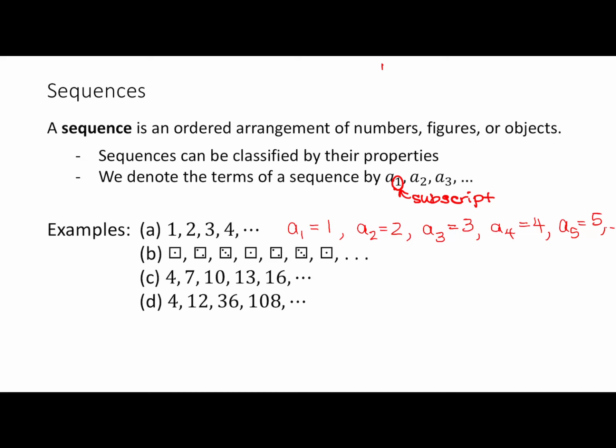How about 4, 12, 36, 108, and so on? So again, I'm looking for the pattern. If you look from one term to the next term, we're multiplying now by 3. So this sequence is found by taking the previous term and multiplying by 3. And again, this is a special kind of sequence we're going to talk about in just a minute.